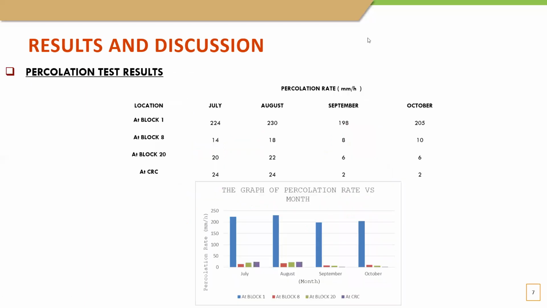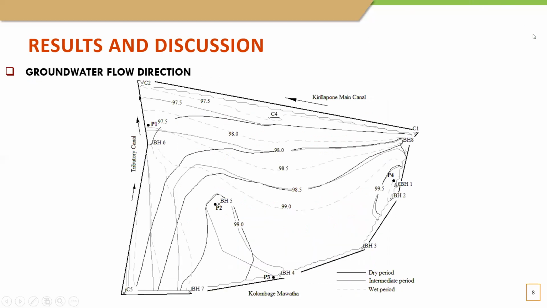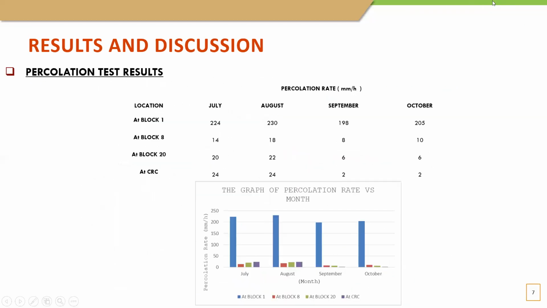So next one is talking about the percolation test results. You can see from the table the variation of the infiltration rates measured at the 4 locations: block 1, block 8, block 20 and the CRC building area. The infiltration rates were measured during the wet, intermediate and dry weather periods.